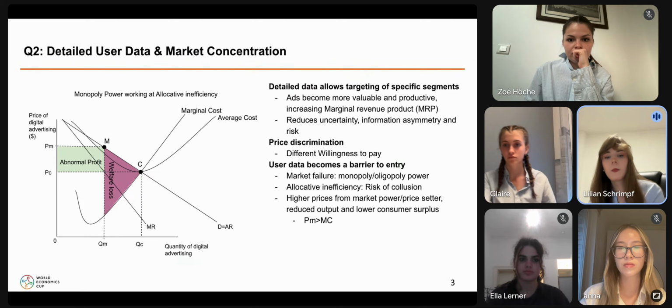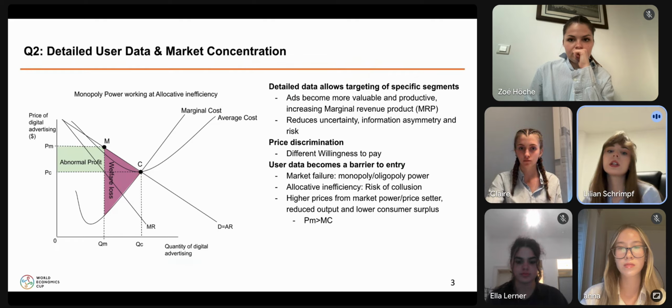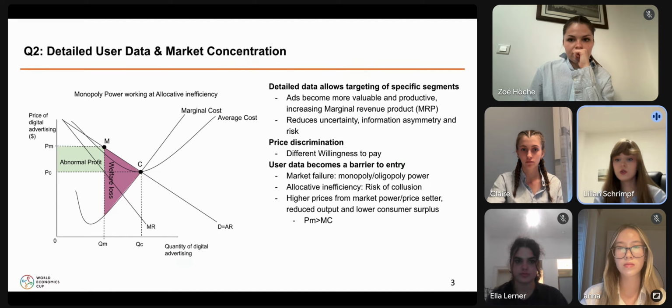This leads to a market failure as these oligopolies create monopoly power, which leads to allocative inefficiency and a risk of collusion. This is due to them setting a price above marginal cost as the demand increases due to the increased marginal revenue, which pushes up the price, and this leads to higher prices from the market price setters. This reduces output and lowers consumer surplus, leading to the welfare loss shown in the diagram.